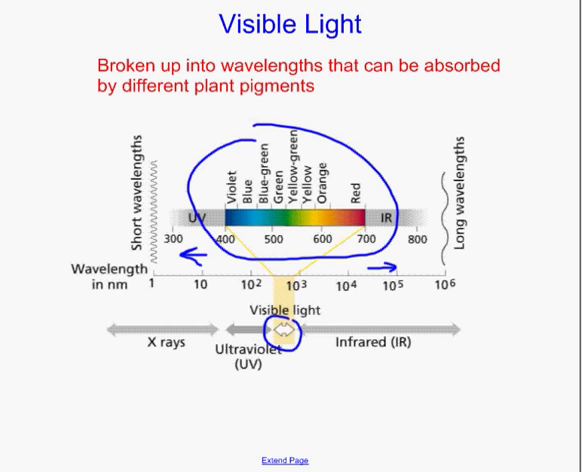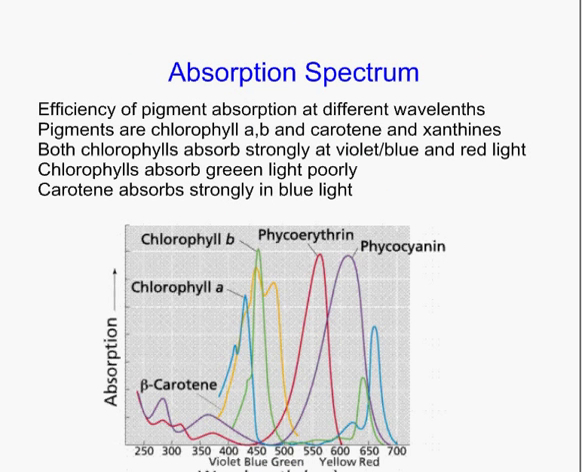So let's take a look then at the guys involved here. The major pigments we find in plants are chlorophyll. There's actually two of them. There's chlorophyll A and chlorophyll B. This is what is called an absorption spectrum. So that's the first thing you need to know. What does absorption spectrum mean? So let's write a definition of that. Absorption spectrum means at what wavelength do various pigments absorb light.